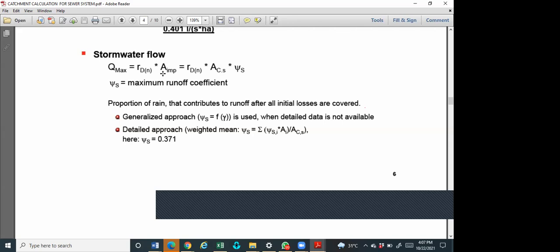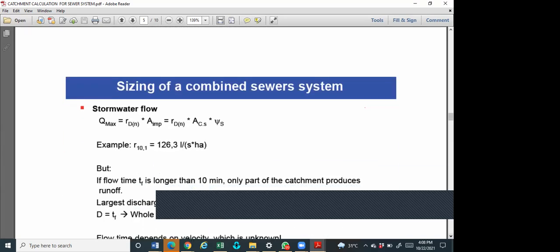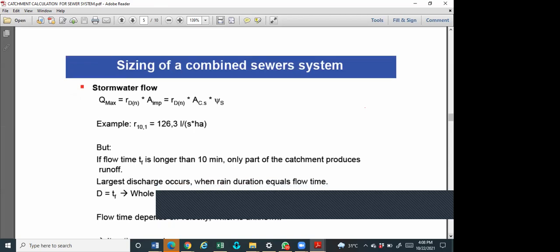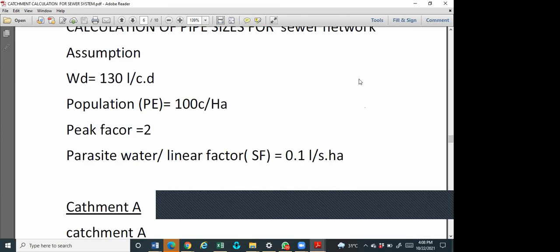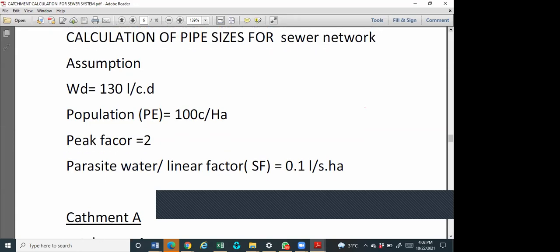Q is the size of the aperture times the velocity. But the area here is meant to be the contributing area. So we'll now multiply it by the peak coefficient to get the A impervious. At the end of the day, we multiply both together and we'll get our Q. So this is how we design our sewer.